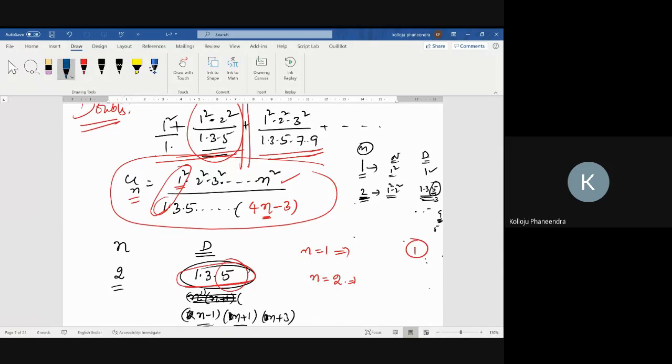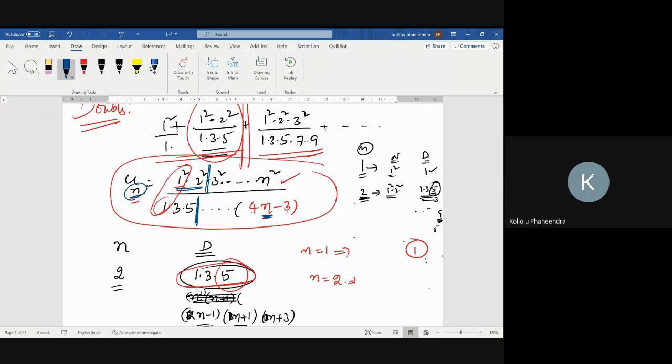Coming to the next one, when I put n equal to 2, I have to get the second term. The first one up to here, 1 square, 2 square. And putting n equal to 2 here, 8 minus 3 is 5, which means the series will truncate up to here: 1, 3, 5.